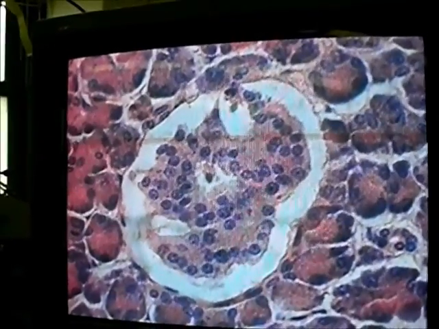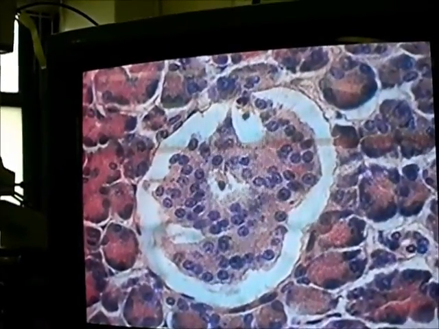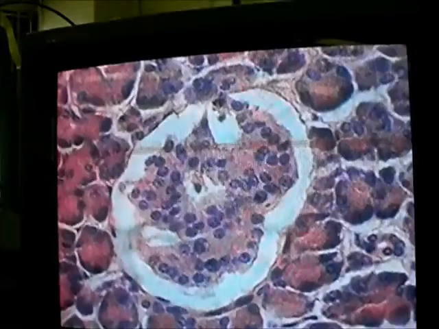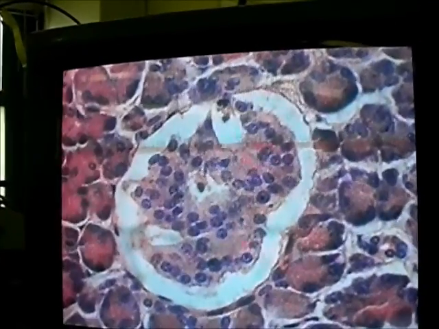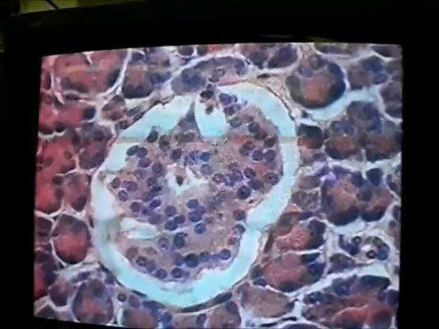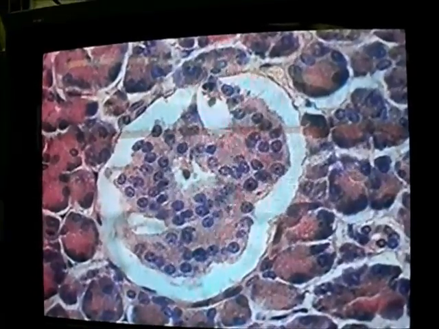So this is the pancreas, and that's an islet that makes insulin and glucagon. And of course they control blood sugar. Let me make sure it's in here. An islet has a silent s.